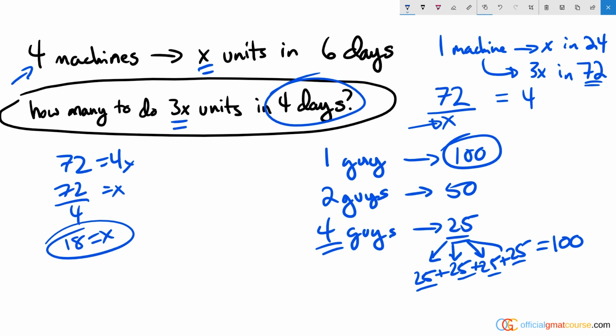And the question is, how many of these machines working simultaneously and independently? So 18 is our answer. And that means that our answer is answer choice B.